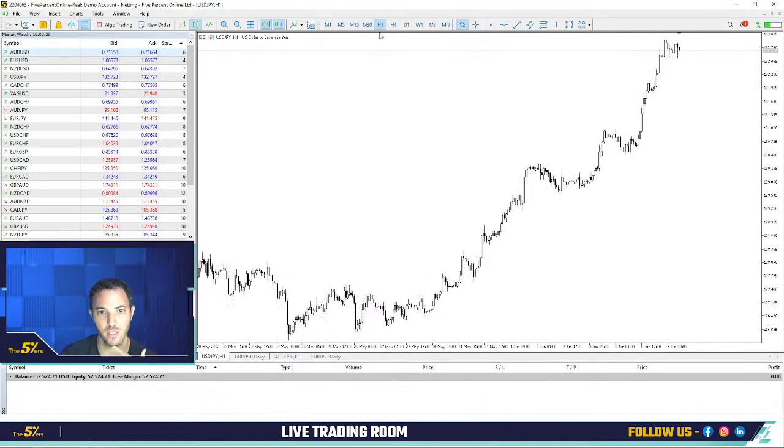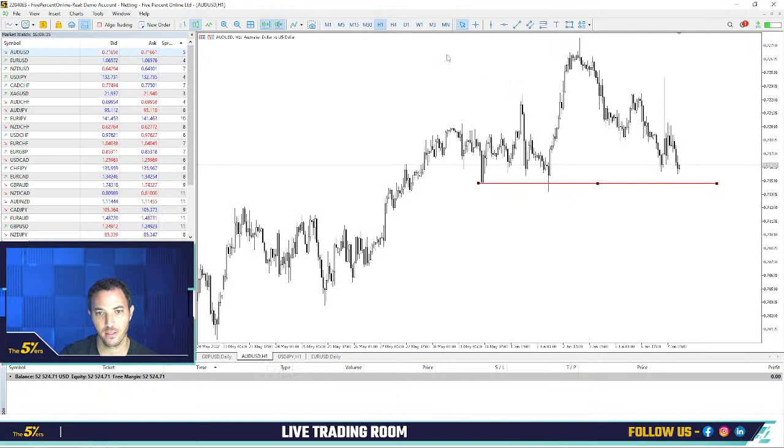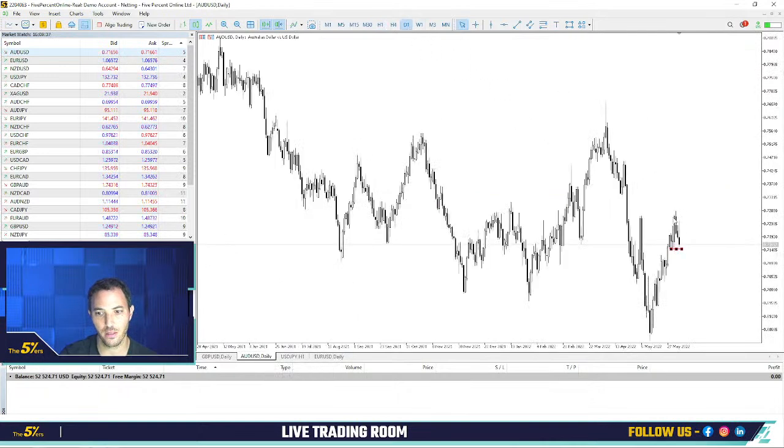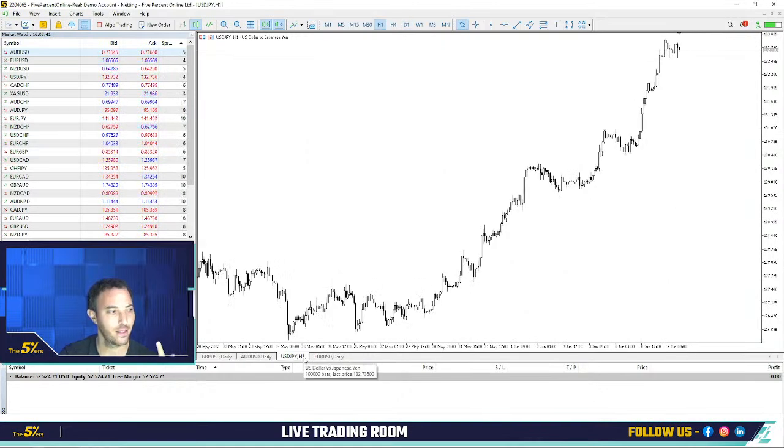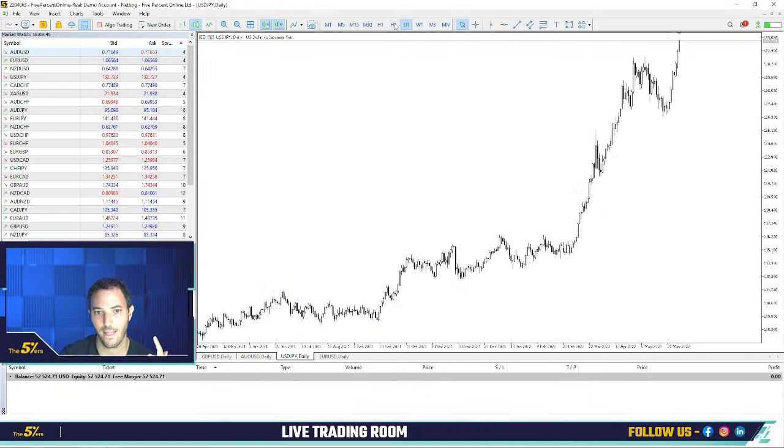bullish market. Okay, so I'll be looking for opportunities to short Aussie as long as we stay below this high there, to buy dollar yen. But right now it's not a good moment to buy. I will be buying at the highest price, so I will need to wait for a pullback, of course, on the dailies.